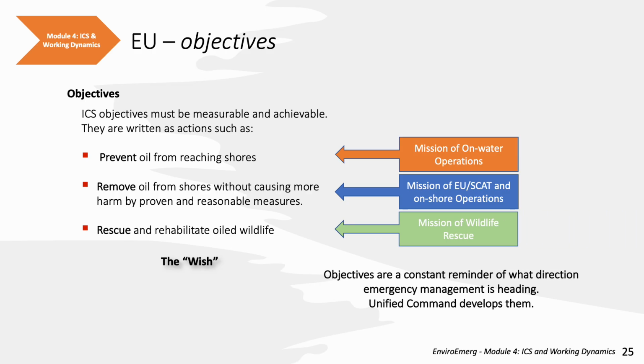First, they must be measurable and achievable. They are written as actions, such as prevent oil from reaching shores. That would be the mission of on-water operations. Remove oil from shores without causing more harm by proven and reasonable measures. That would be the mission of the environmental unit's shoreline cleanup assessment team and onshore operations. Rescue and rehabilitate oiled birds. That would be the mission of a wildlife rescue center.